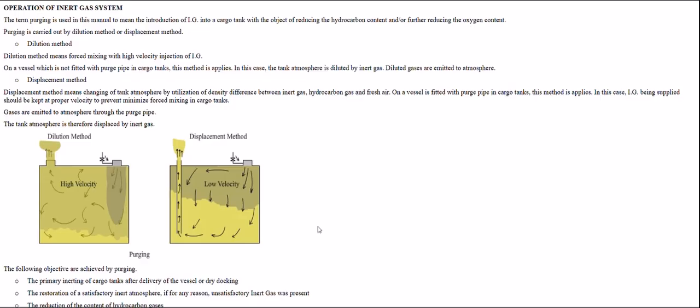This method applies. In this case, the IG being supplied should be kept at proper velocity to minimize forced mixing in the cargo tanks. So in the cargo tanks, there should not be forced mixing. Gases are emitted to the atmosphere through the purge pipe. The tank atmosphere is therefore displaced by inert gas.